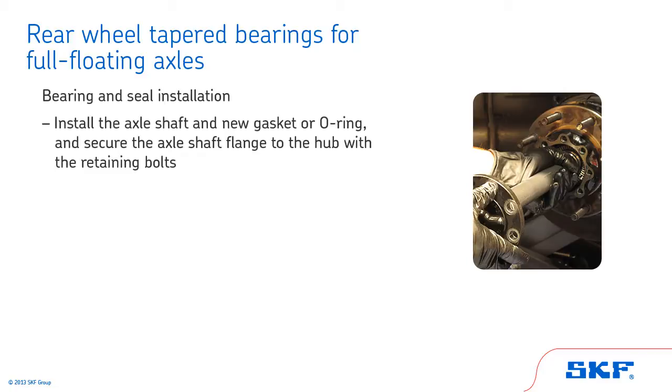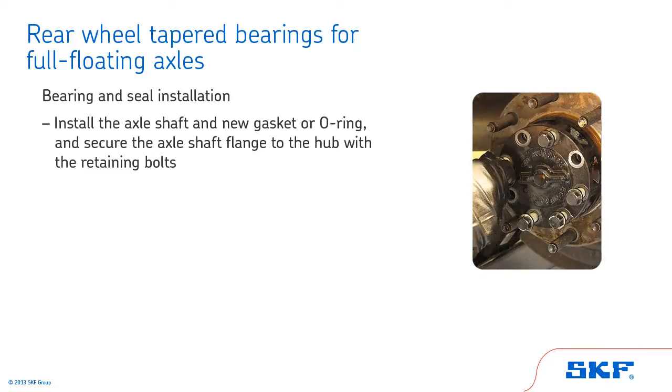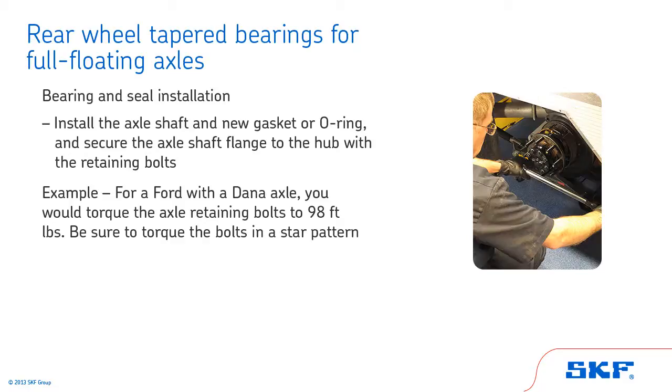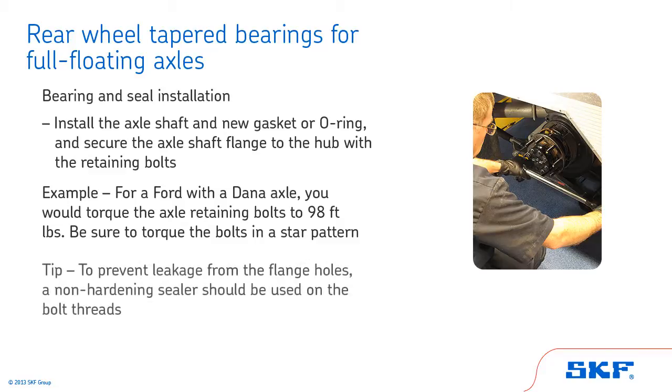Finally, install the axle shaft and new gasket or O-ring and secure the axle shaft flange to the hub with the retaining bolts. Again, using a Ford with a Dana axle as an example, torque the axle retaining bolts to 98 foot-pounds. Be sure to torque the bolts in a star pattern. Tip: to prevent leakage from the flange holes, a non-hardening sealer should be used on the bolt threads.